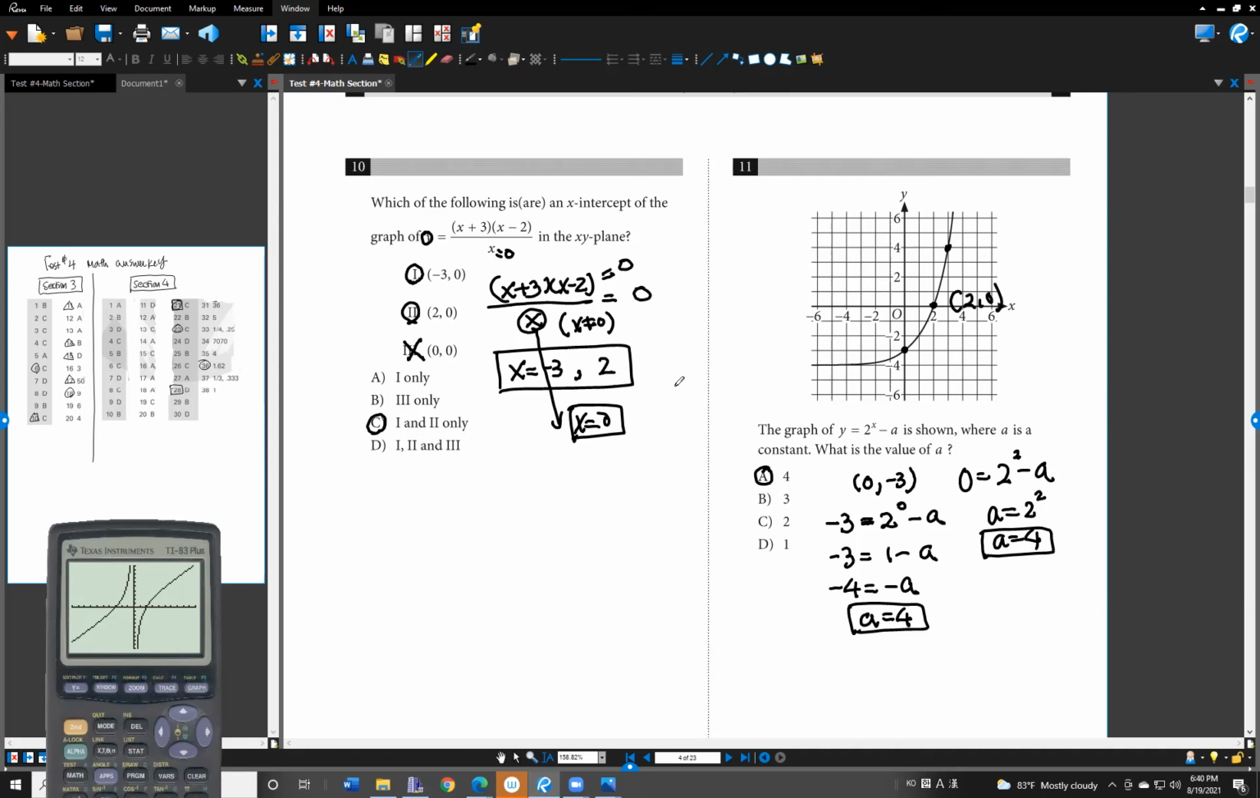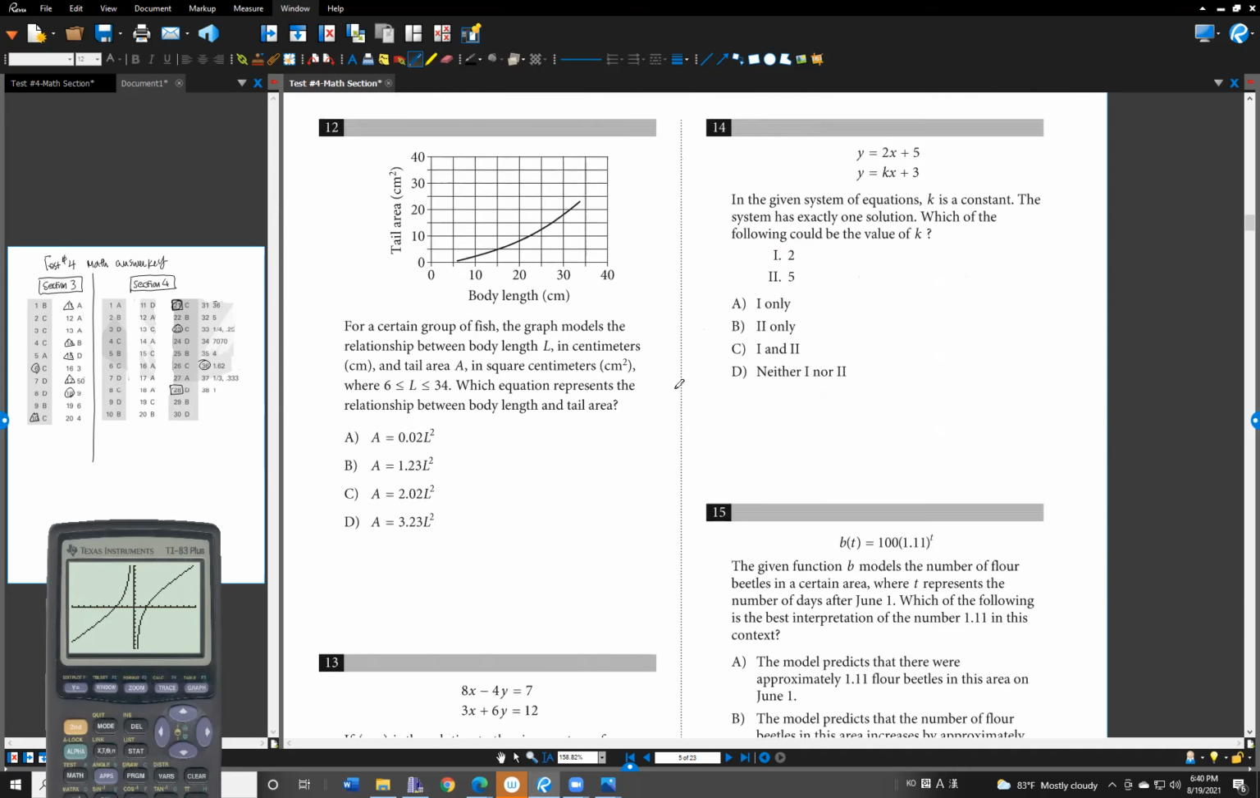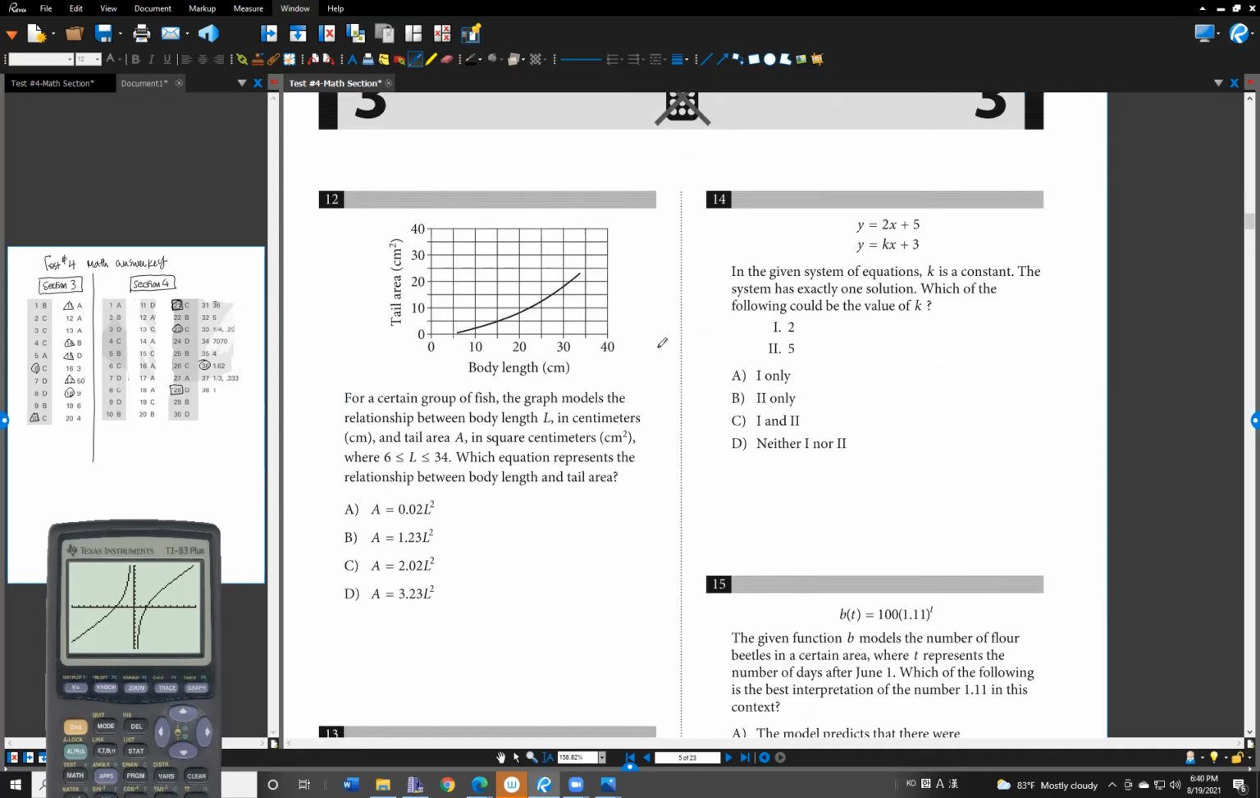All right. Number 14. Now let's move on. So y equals 2x plus 5, y equals kx plus 3. The system has exactly one solution. Which of the following could be the value of k? It is a possible value of k, right?